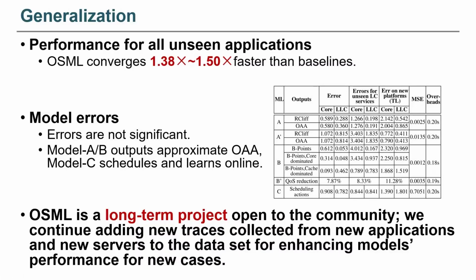We also evaluate OSML using all NC applications. OSML performs well, showing good generalization performance. The model errors are not significant, even for new applications or platforms. Model A and Model B can still output the approximate OAA. Model C handles the errors as it learns online. More importantly, OSML is a long-term project open to the community. We continue adding new traces collected from new applications and new servers to the dataset for enhancing the models' performance for new cases.